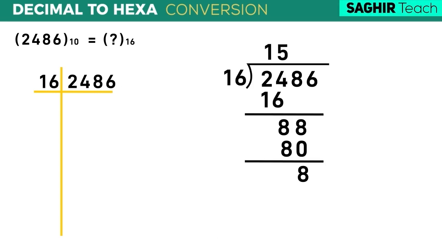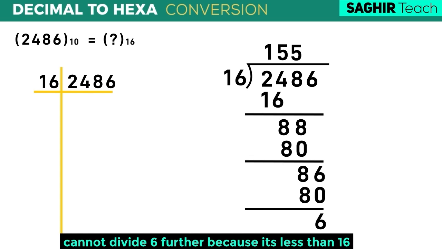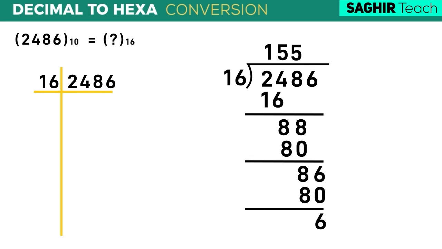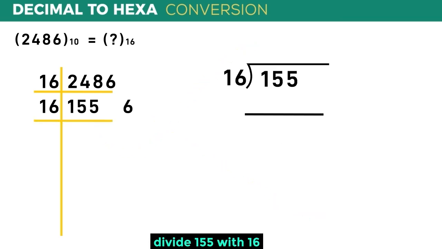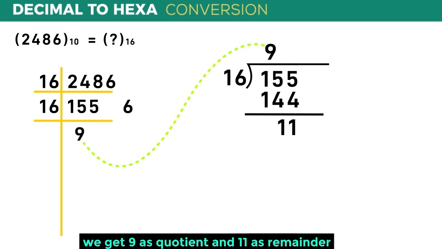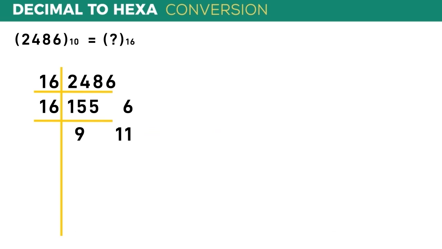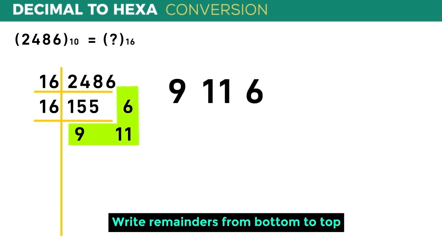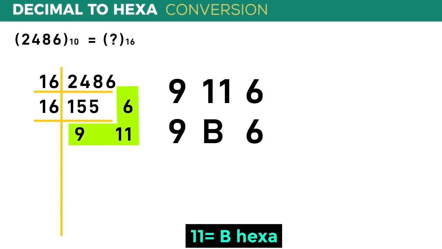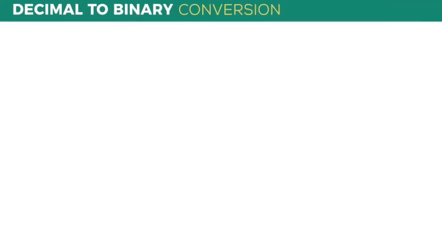At the end of this calculation we get 155 as the quotient and 6 as the remainder. 155 is not less than 16, so we will continue our calculation. Dividing 155 by 16, we get 9 and a remainder of 11. 9 is less than 16, so we can stop our calculation here and read in reverse, upwards. We get 9, 11, 6. But one thing to keep in mind is 11 is equal to B in hexa, so our answer is 9B6.